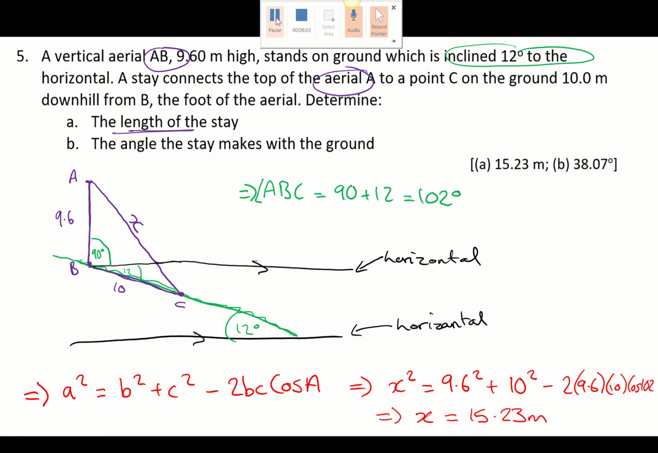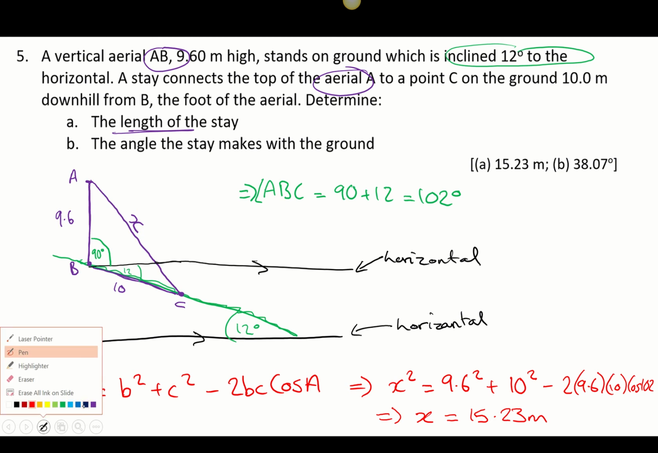So now what we want to do is find the angle the stay makes with the ground. So that would be in here, this angle in there. I want to find that out. So if we go on to a new slide here, I'm going to try and redraw the triangle as we know it. Just the triangle. Okay, it looks something like that there.